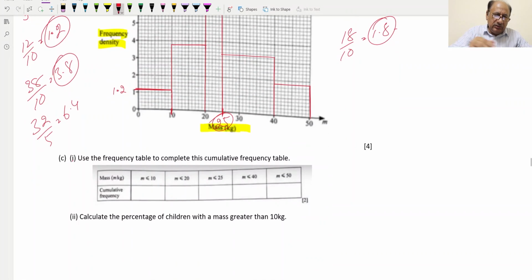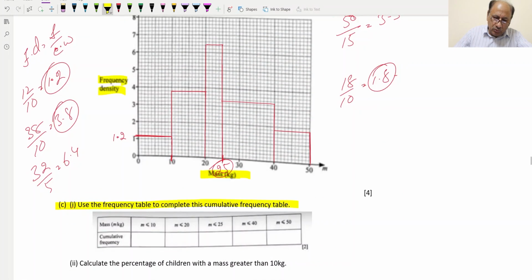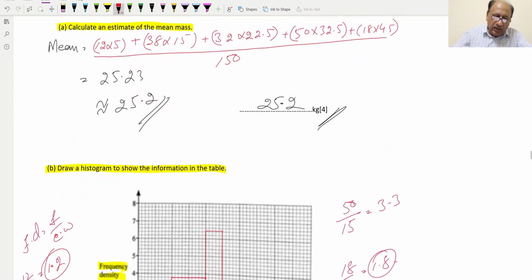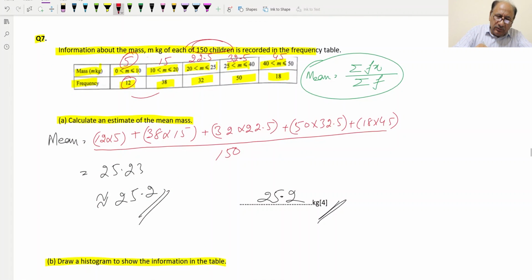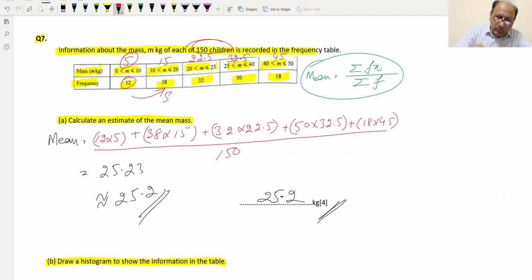Now this is done. Then C part, they're saying use the frequency table to complete this cumulative frequency table. So we need to add, for the first one it is 12, so 12 we will write here, and next we will add 12 in 38, so 12 plus 38 will be equal to 50. So this will be 50.